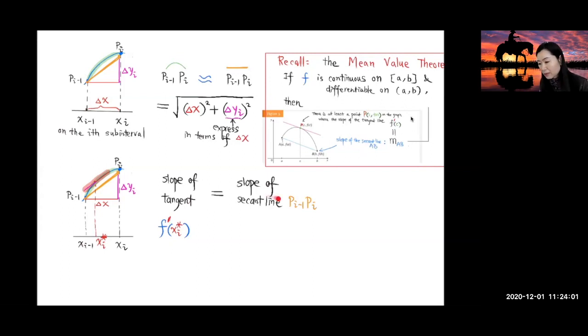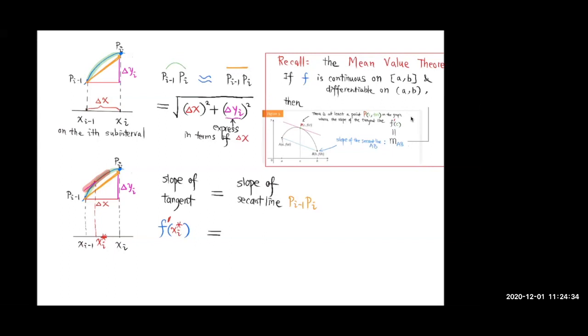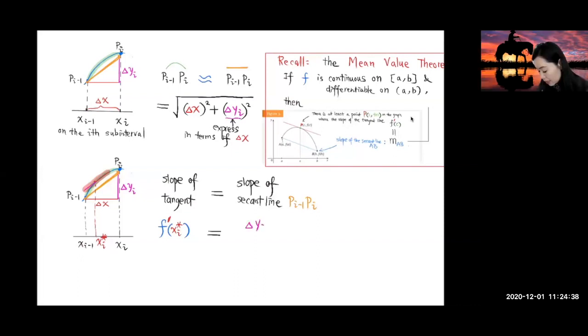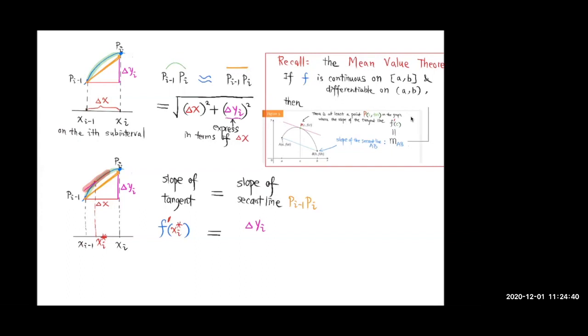Now what about the slope of the secant line P_{i-1} P_i? Looking at this diagram, what's the slope of the orange secant line over here? It's rise over run, right? What's the rise and what's the run? Anyone? Delta y_i over delta x. You got it. So delta y_i over delta x.